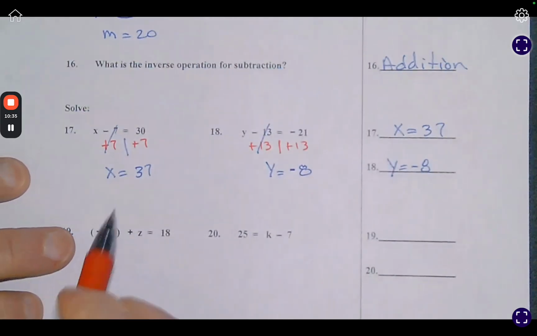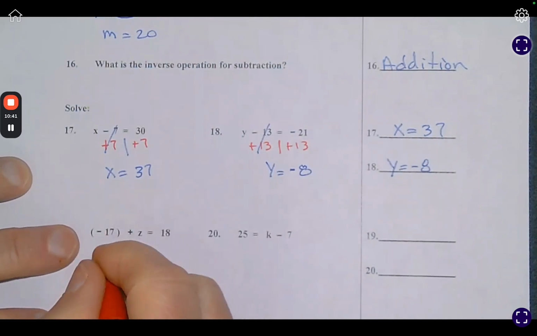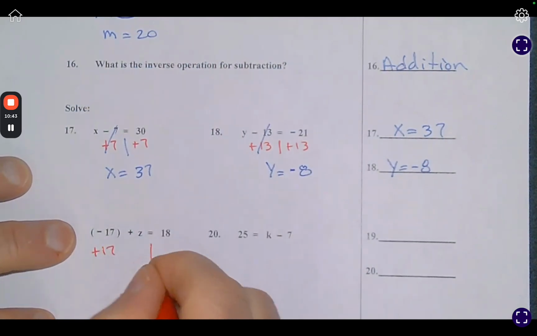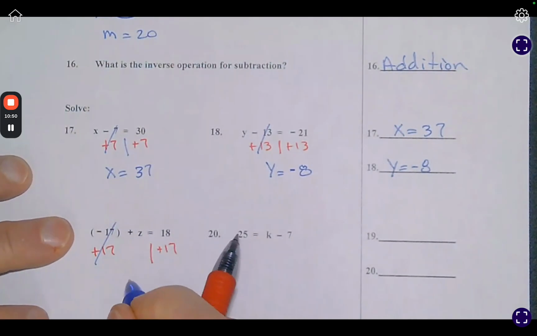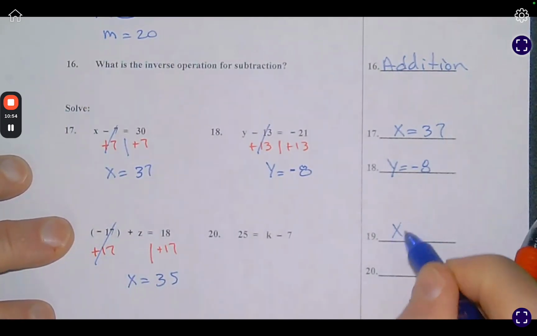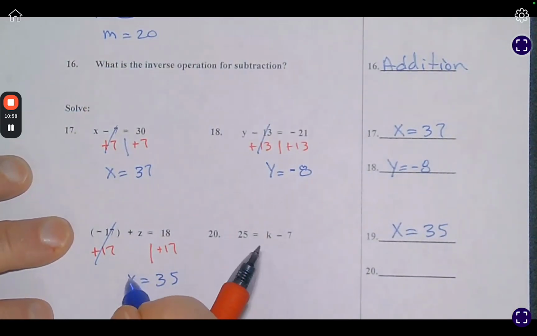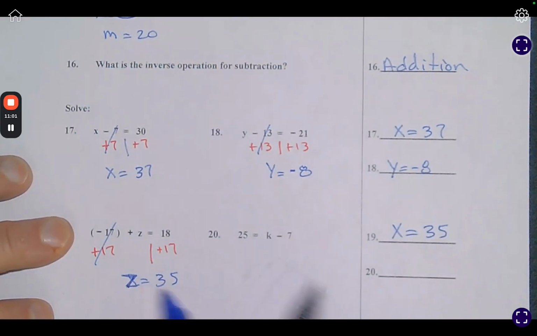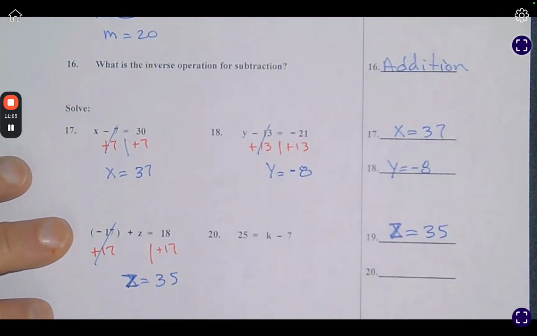Oh, I like this. Look at how they put that negative in parentheses, right? But it is a negative number. So what's the opposite of that? Negative 17 is a positive 17. This goes to 0, and I get x equals 35. Okay, that's not an x. That's a z. All right, there we go. We got that right now.